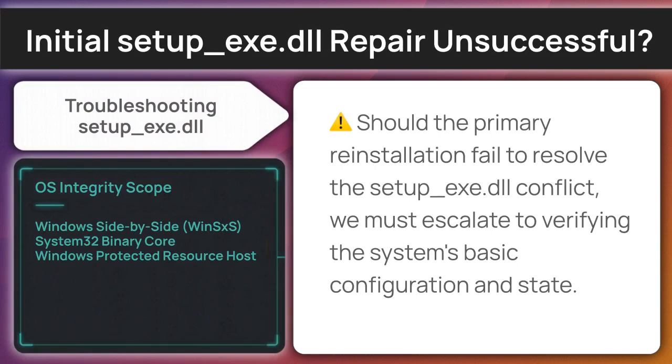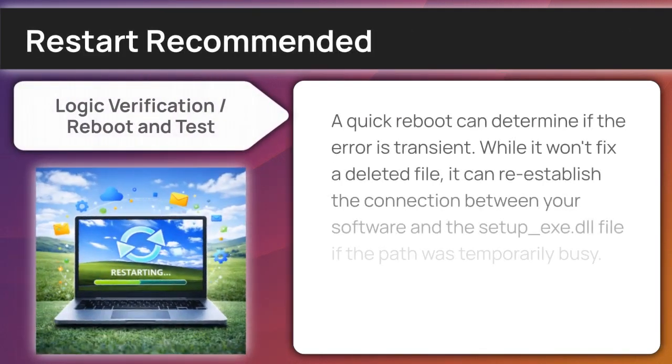When a fresh installer fails to clear the error, it typically points toward a deeper conflict within the Windows execution layer. A quick reboot can determine if the error is transient. While it won't fix a deleted file, it can re-establish the connection between your software and the setup exe library file if the path was temporarily busy.